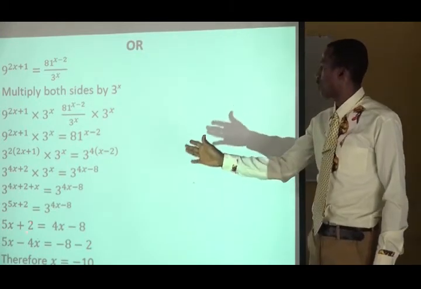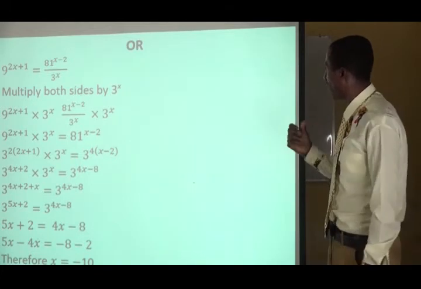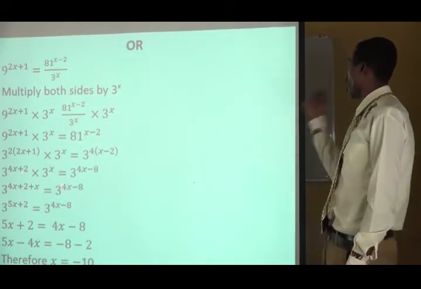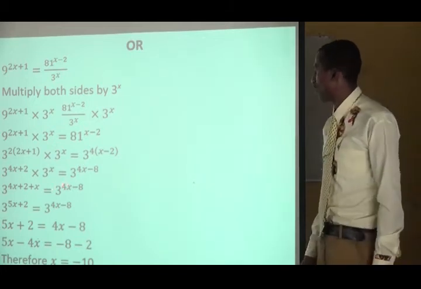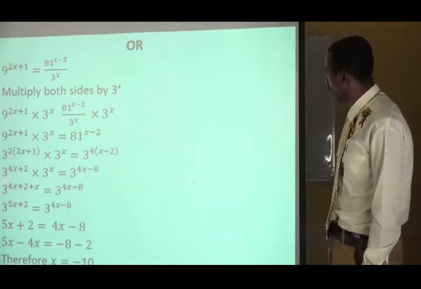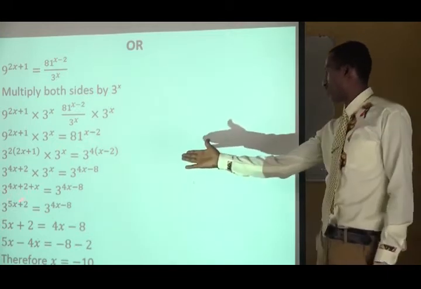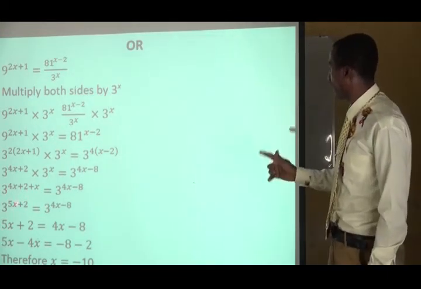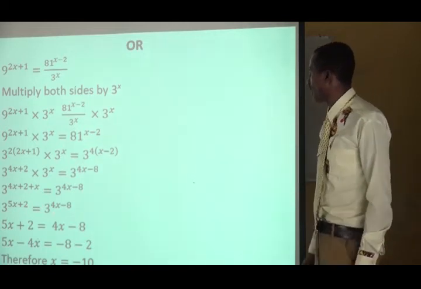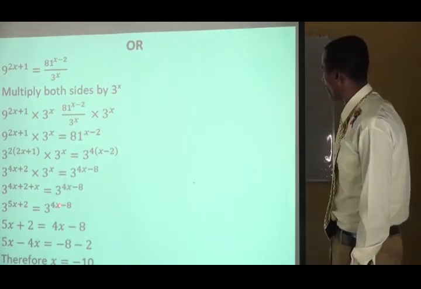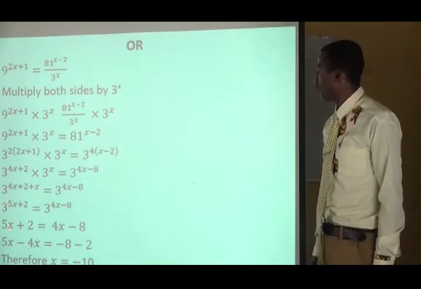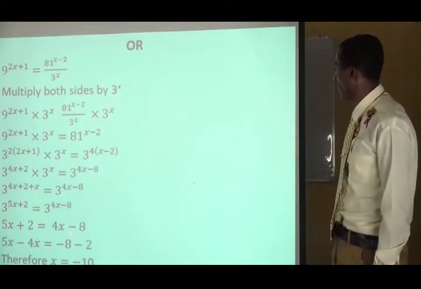So we are going to write the common base and then sum up the powers. So that becomes 3 to the power of 4x plus 2 plus x equals to the right-hand side, which is 3 to the power of 4x minus 8. And of course, 4x plus x gives us 5x, then plus 2 there. So that becomes 3 to the power of 5x plus 2 equals to 3 to the power of 4x minus 8. And of course, you can see 3 and 3 is gone. So you are left with 5x plus 2 equals to 4x minus 8.